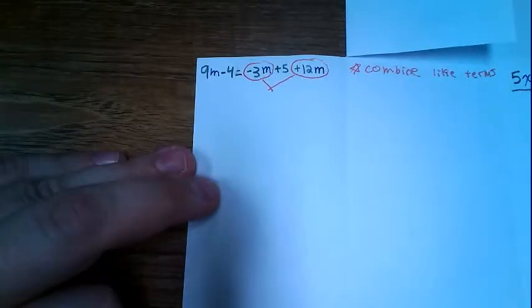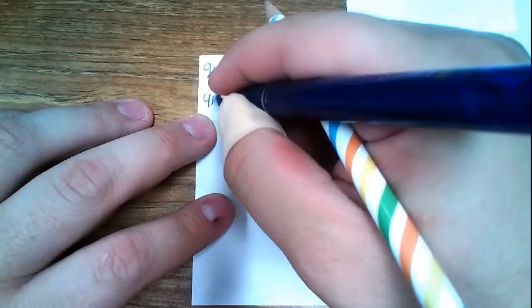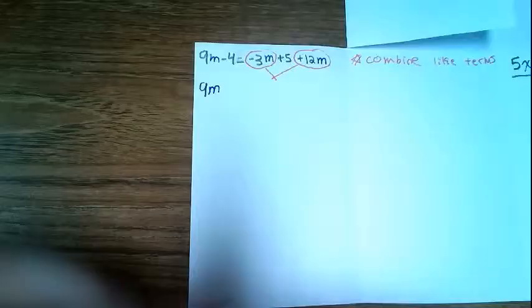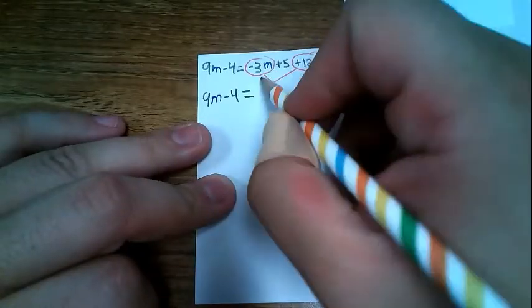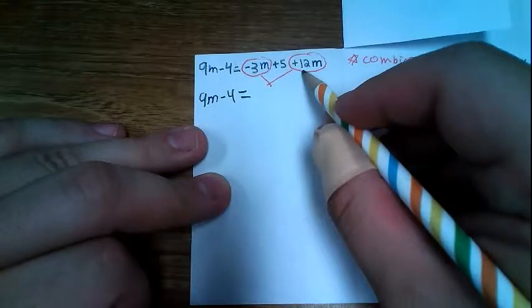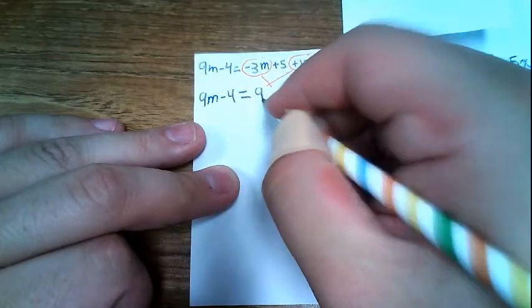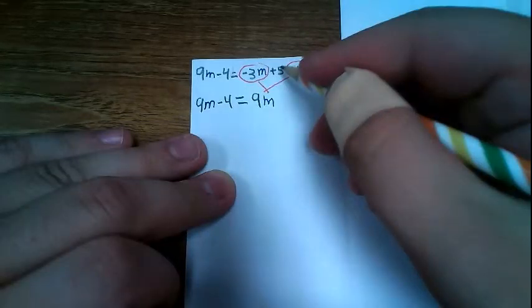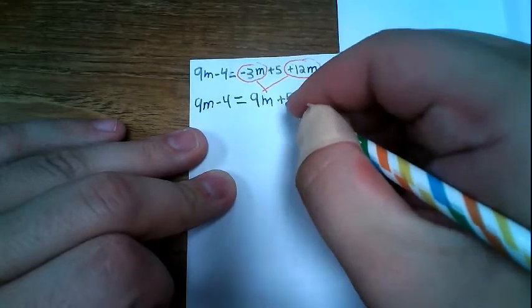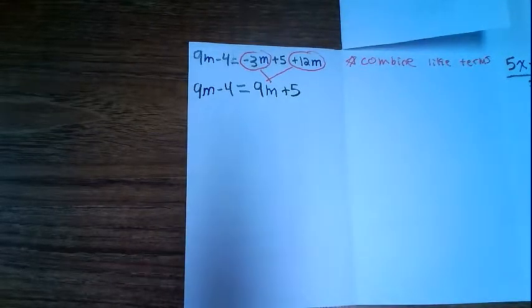So on the left side, nothing changes. I've still got 9m minus 4, and that equals negative 3m, positive 12m. When I combine those together, I get positive 9m, and then it's plus 5. Now this should look kind of funny too.